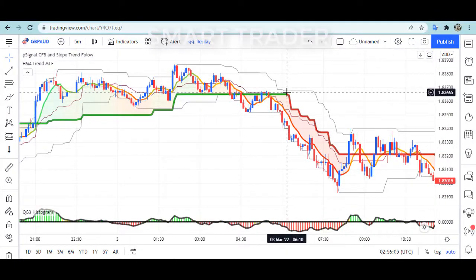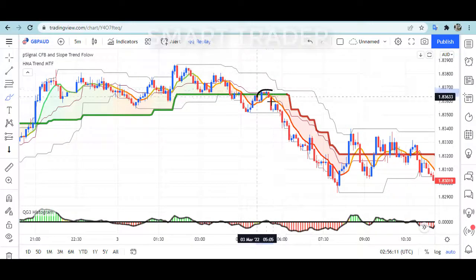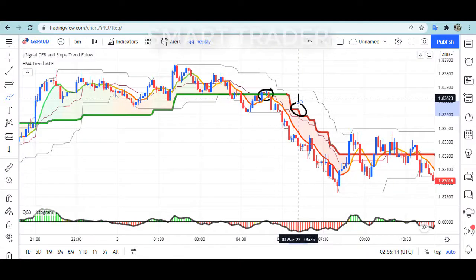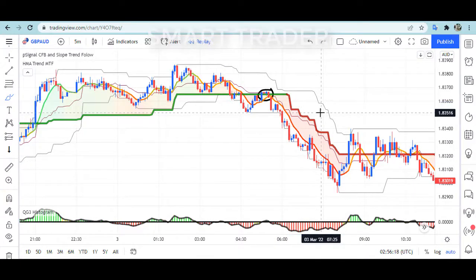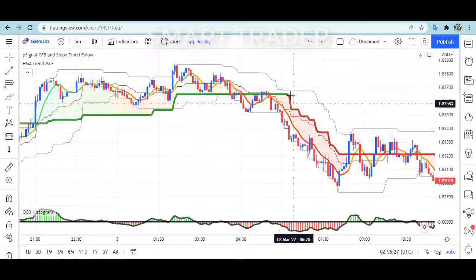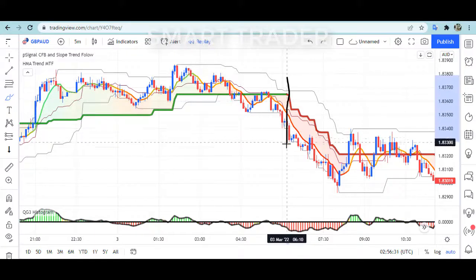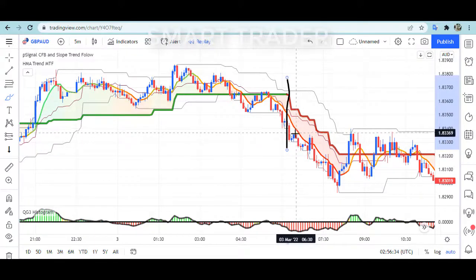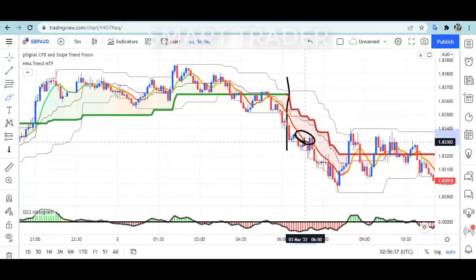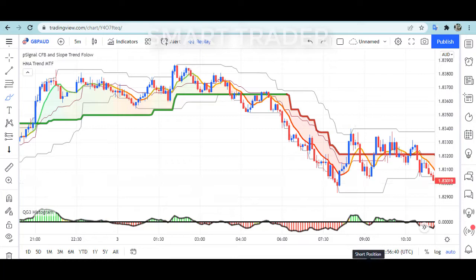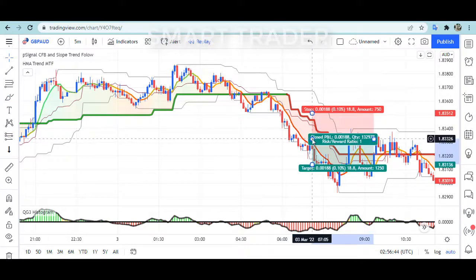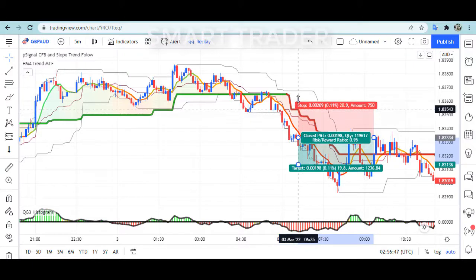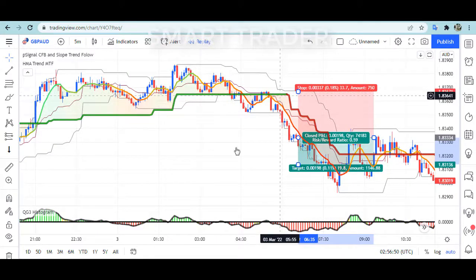For a sell trade, when the slope trend changes from green to red, we consider to sell, and we sell when the first pullback into the resistance. The slope changed here, the first pullback into the resistance is near here. Okay, I hope you can see this. We short here, and the stop loss above the slope trend.